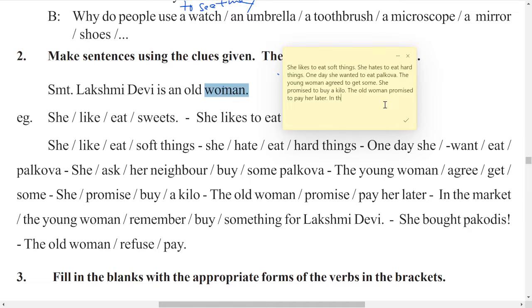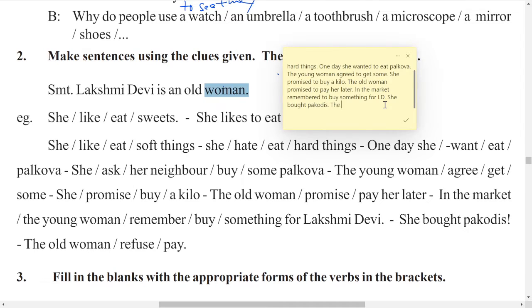Now in the market, what happened? The young woman remembered buy something for Lakshmi Devi. The young woman remembered to buy something for Lakshmi Devi. I used a shortcut there. Now, she brought pakodis. The old woman refused to pay. She finally bought. What did she bring? She bought pakodis.